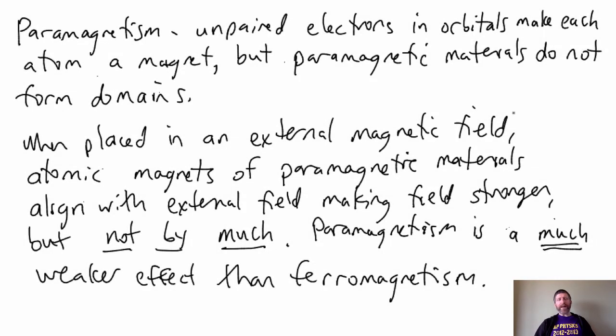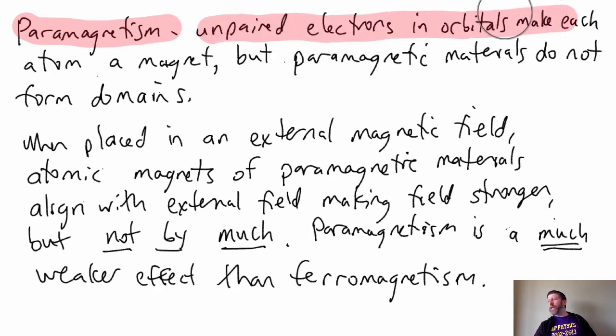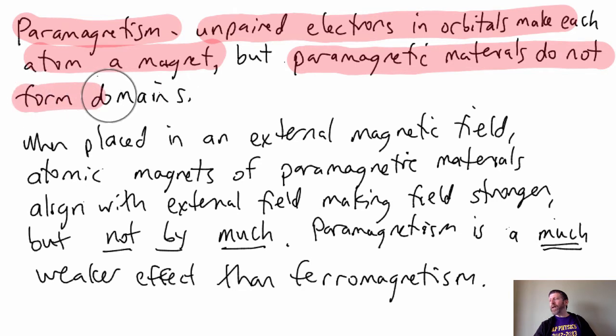There are a few other magnetic effects that you should be aware of. What is termed paramagnetism is where unpaired electrons in orbitals make each atom a magnet, just like in ferromagnetism. But the difference here with paramagnetism is that paramagnetic materials do not form domains. So it's a weaker effect.